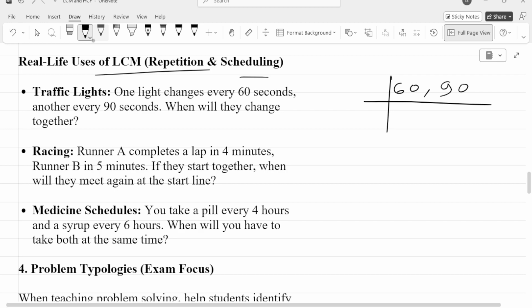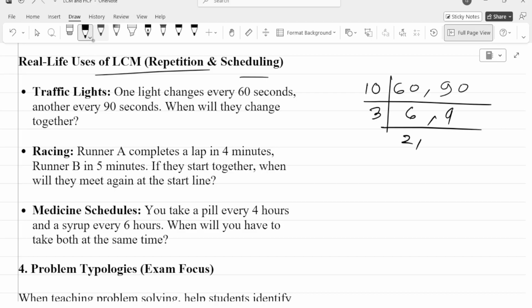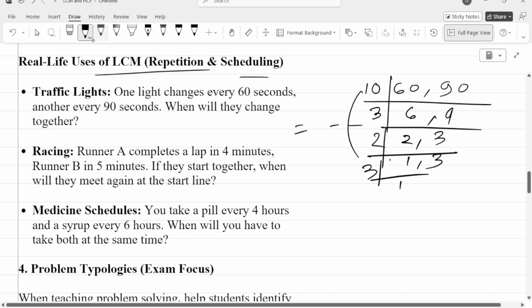Now we again factorize. I took greater values to remove a few steps. Directly I took 10. 10 sixes are 60 and 10 nines are 90. Then 3: 3 twos are 6 and 3 threes are 9, and 2 and 3, 2 ones are 2, 3 ones are 3. So when we multiply all these numbers, what do we get? 10, 3, 3, 2, 9 is 18 and 180. So what's the value? Traffic light, one light changes every 60 seconds, another every 90 seconds. When will they change together?